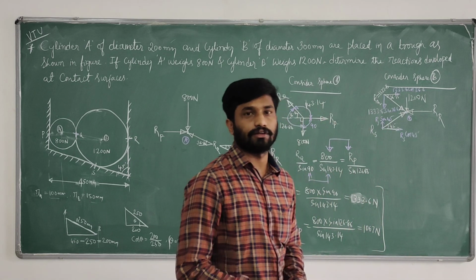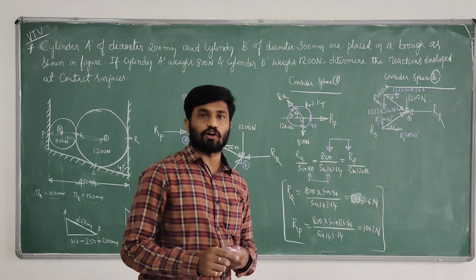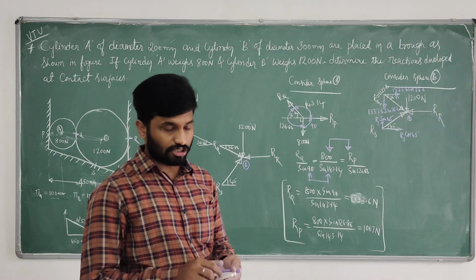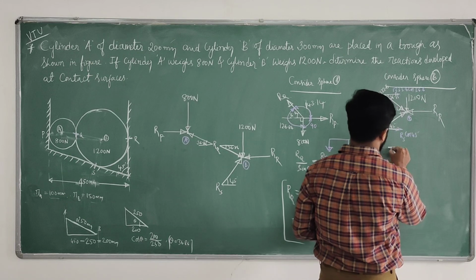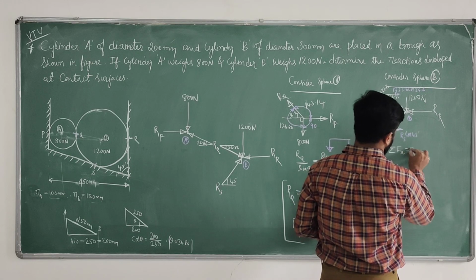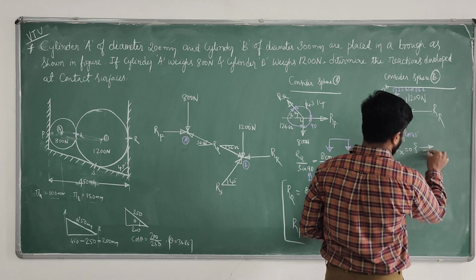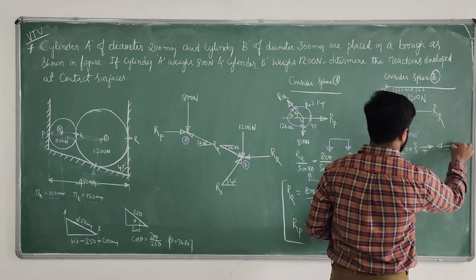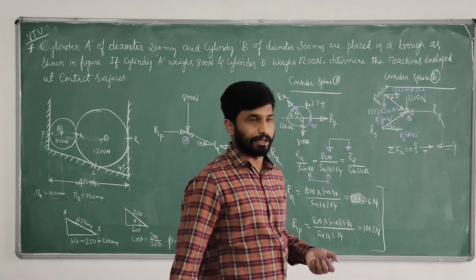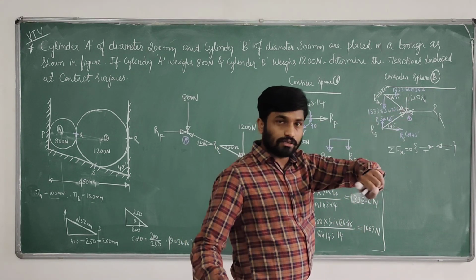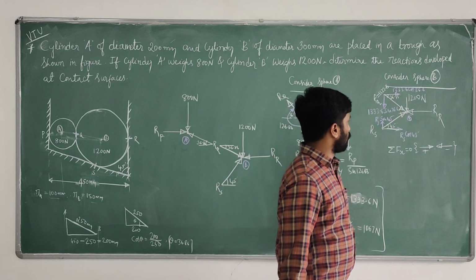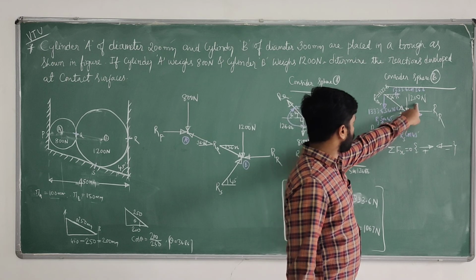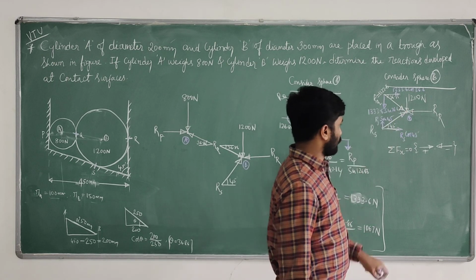This is the free body diagram. Now apply equations of statics: sigma Fx equals 0 and sigma Fy equals 0. If you apply sigma Fx equals 0, the sign convention is that all right side forces are positive and all left side forces are negative. So how many horizontal forces? 1, 2, 3 horizontal forces. How many vertical forces? 1, 2, 3 vertical forces.